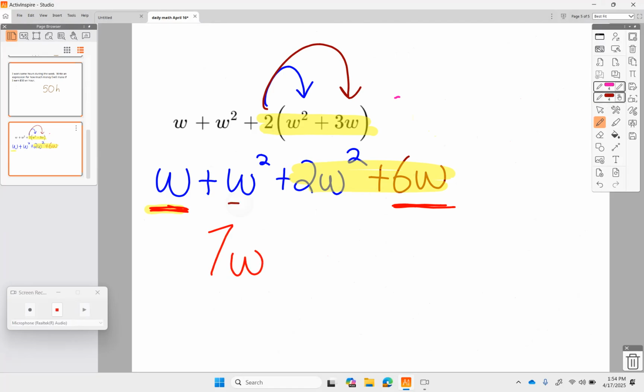And then over here, W squared, that's 1 W squared. And then I have 2 more W squareds. When I put them together, how many W squareds do I have? 3w squared. 3 W squared.